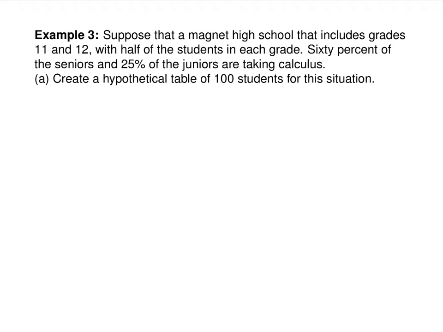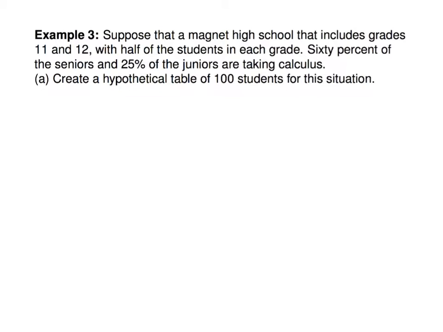So we're going to make a table with 100 students for this situation. We have Magnets High School that includes grades 11 and 12, and half of the students are in each grade. 60% of the seniors and 25% of the juniors are taking calculus. You could use Bayes' rule for this, but we're going to make this hypothetical table. The probabilities you get will not depend on how many total things were in your table. When you do the ratios, that part flushes out in the end.